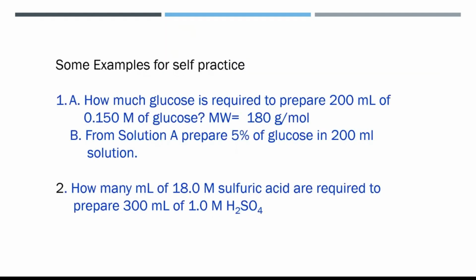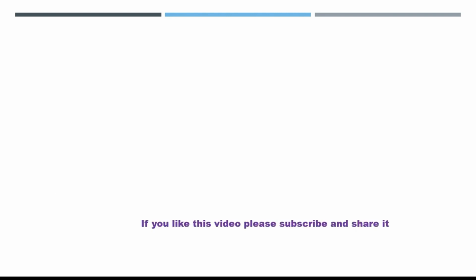So there are some examples for your self practice. Try at home by applying all these formulas.